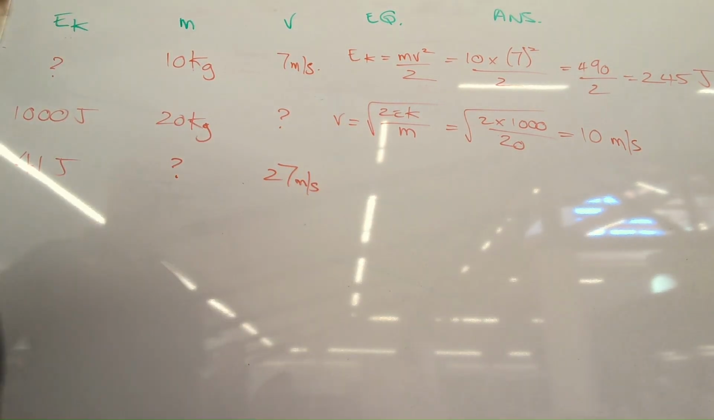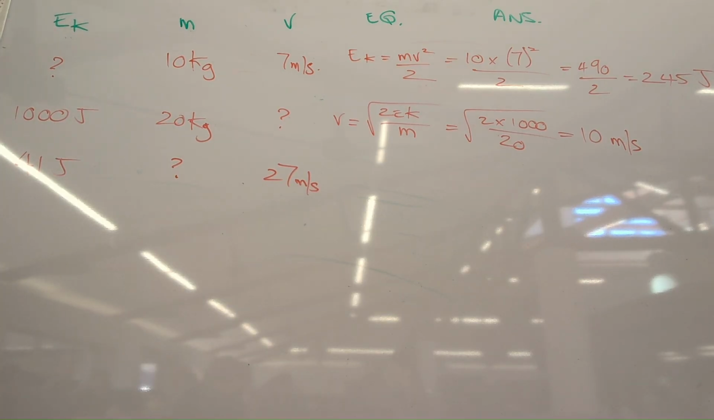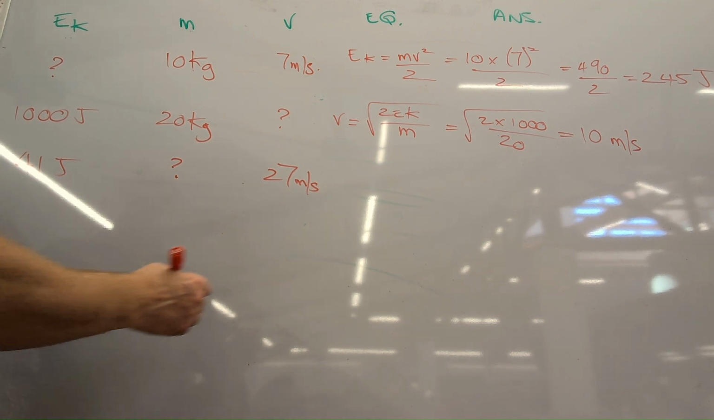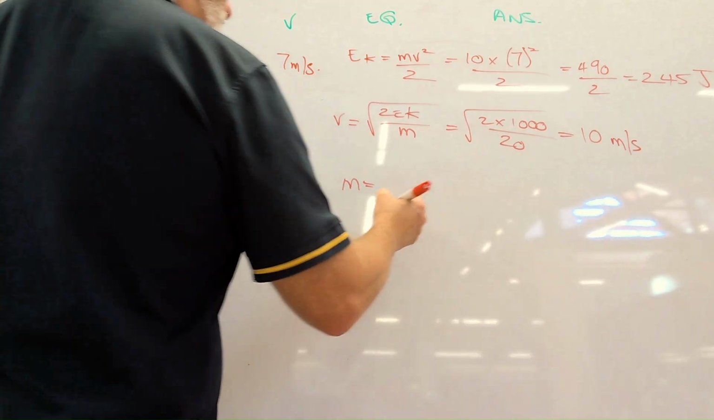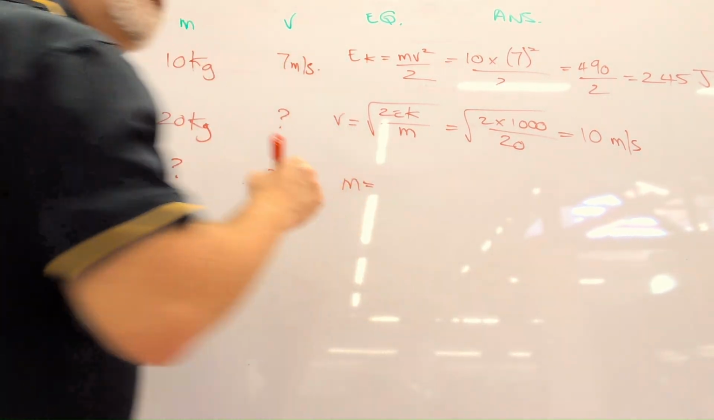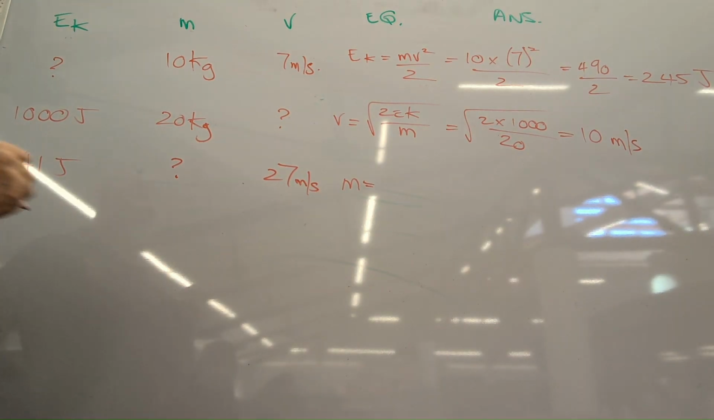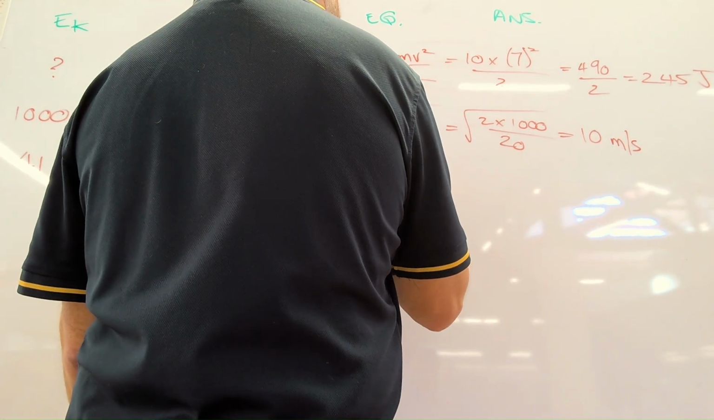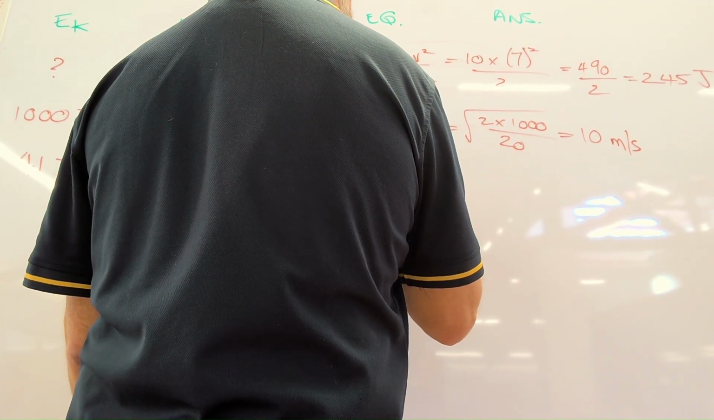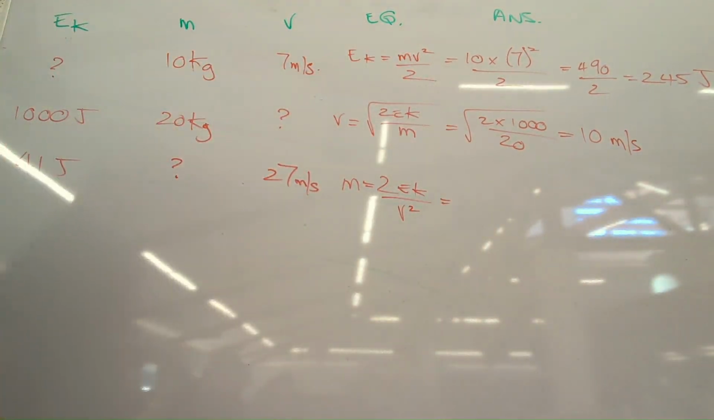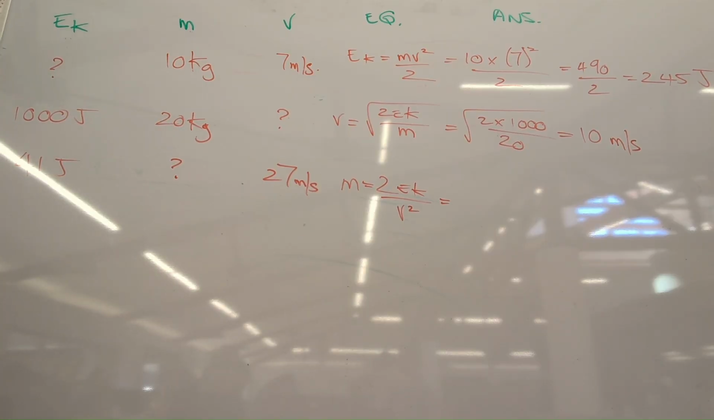Right. What equation am I going to use? M, what equation am I going to use? So M is 2ek divided by v squared. I don't think it's going to have a very large mass.